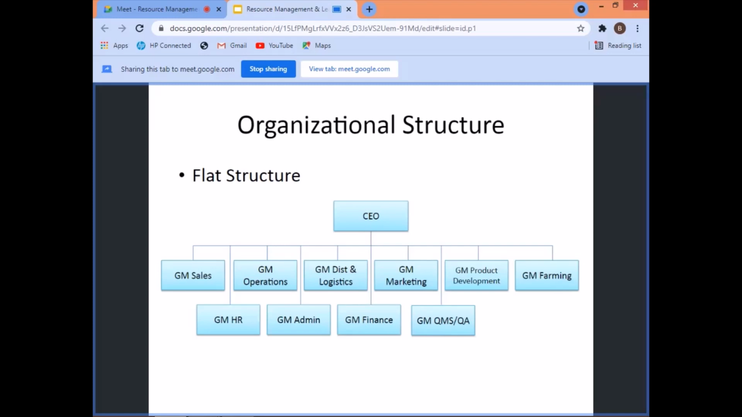Okay. What is the advantage of this organization? I'd like to tell you that. These GMs, if they want to propose something to the CEO, because the CEO will make the decision, they have a certain level of decision making.